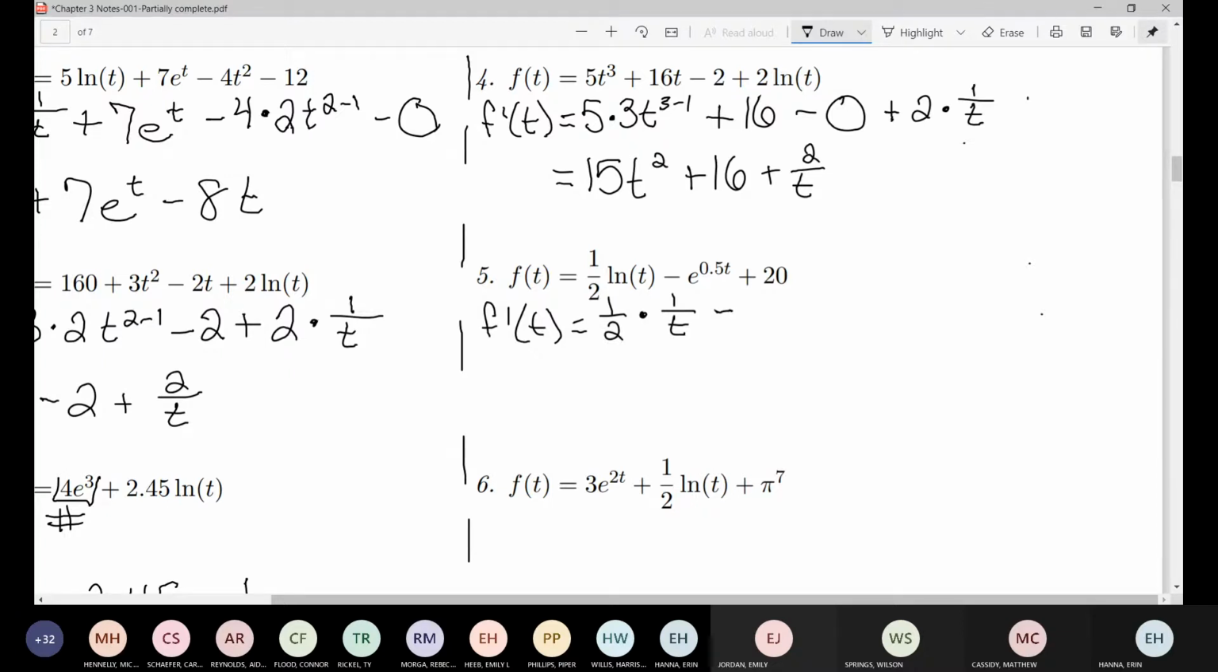Subtract the derivative of e to the 0.5t. So that's an e to the kx rule. We bring the constant out front, but then we essentially leave everything else alone. Plus the derivative of 20, which is a constant completely by itself, no variable. Derivative of a constant is 0. So I would personally write it like this, but if you left it as the multiplication, that's perfectly fine.